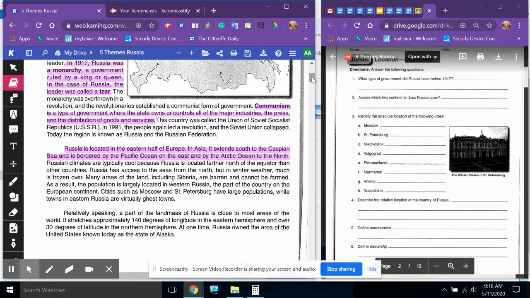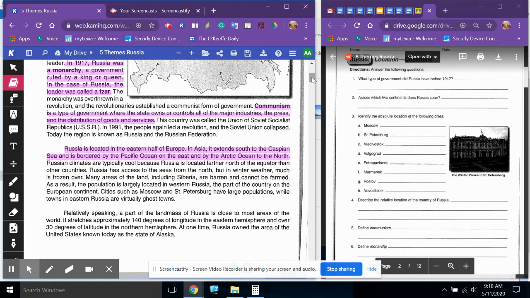Many areas of land, including Siberia, are barren and cannot be farmed. As a result, the population is largely located in western Russia, a part of the country on the European continent. Cities such as Moscow and St. Petersburg have large populations, while towns in eastern Russia are virtually ghost towns.